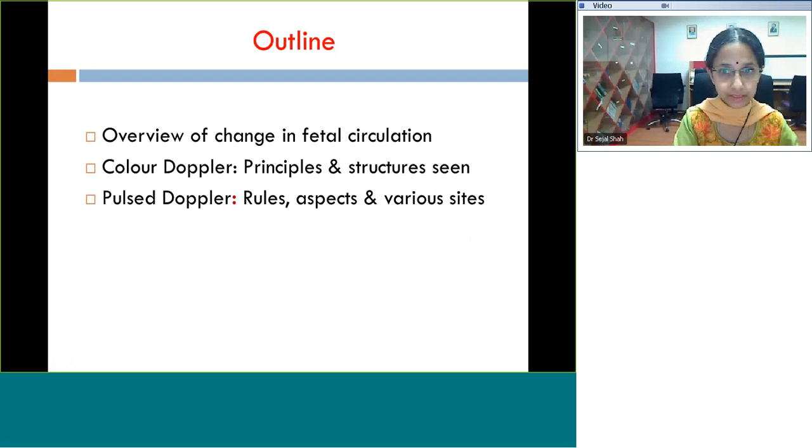So what we are going to see in this short session is an overview of change in the fetal circulation, the color Doppler, its principles and structures seen, and the pulse Doppler, the rules, the different aspects, and at all what sites we need to do a pulse Doppler during fetal echo.